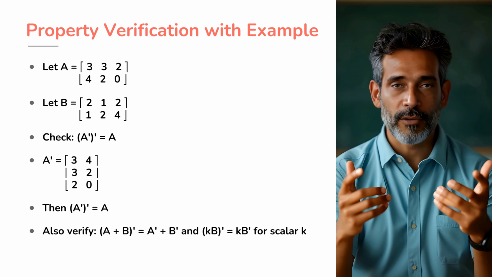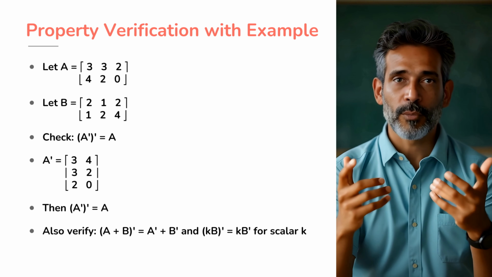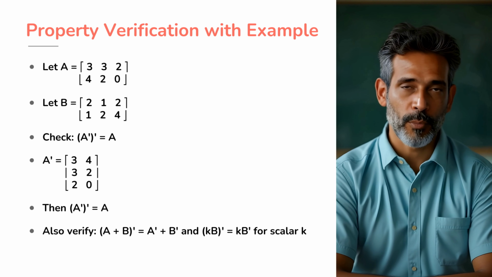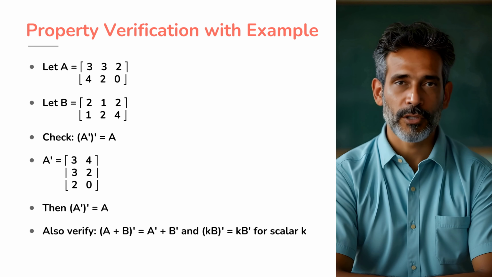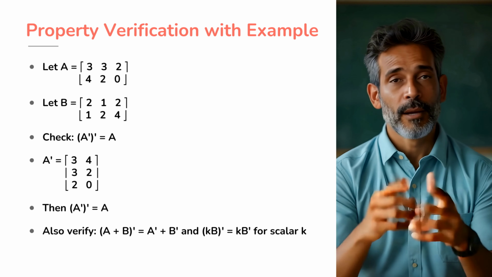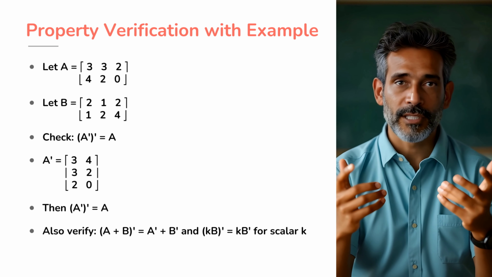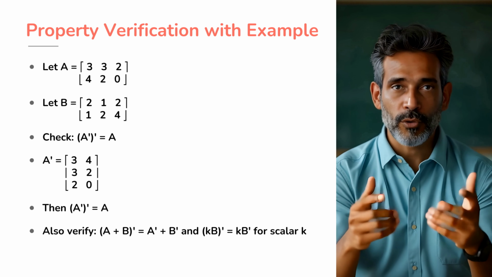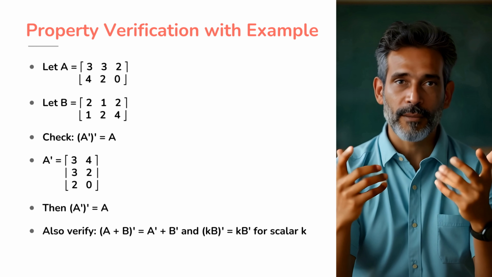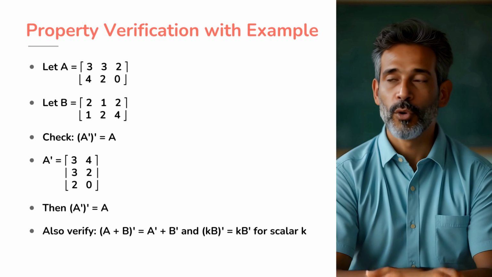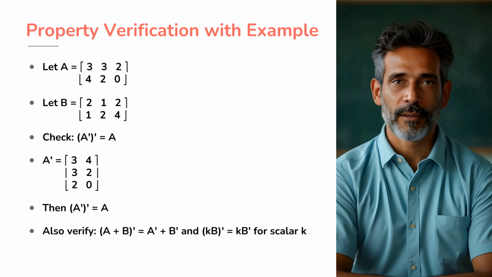Next, let's verify A plus B whole transpose equals A transpose plus B transpose. You can compute A plus B first, transpose it, and separately transpose A and B, then add them. They'll match. Also try this for a scalar. Say k equals 2, then 2 times B transpose should equal the transpose of 2 times B. These identities hold true and give us confidence in manipulating matrix expressions.